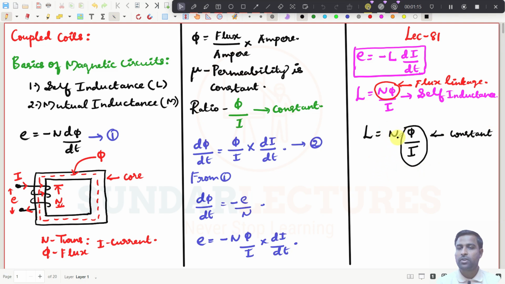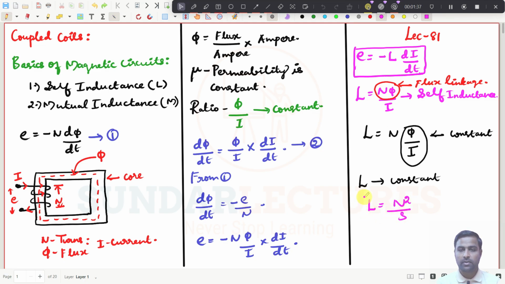So then what is N? N is the number of turns in coil number 1. Here we have only one coil. So the point is L is also a constant value. If you further simplify this, you will get L square divided by S.